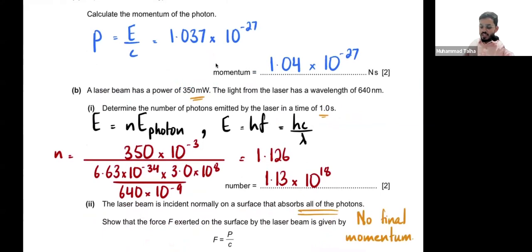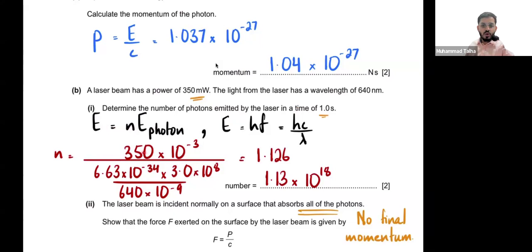A laser beam has a power of 350 milliwatts. Light from the laser has this wavelength. Determine the number of photons emitted by the laser in a time of 1 second. So if you're talking about 1 second, this power really becomes the energy. So I can say that in 1 second, I get 350 millijoules of energy. In doing so, I use this idea that the energy of this radiation, which is 350 millijoules, is the number of photons times the energy of each such photon, right?